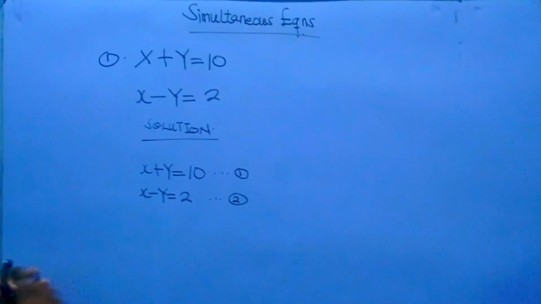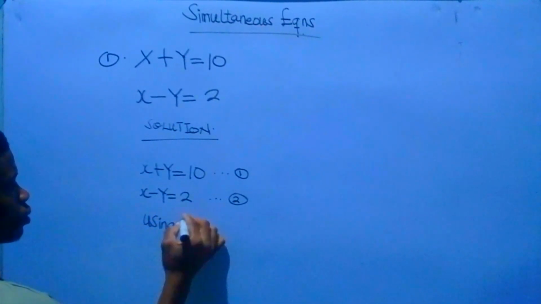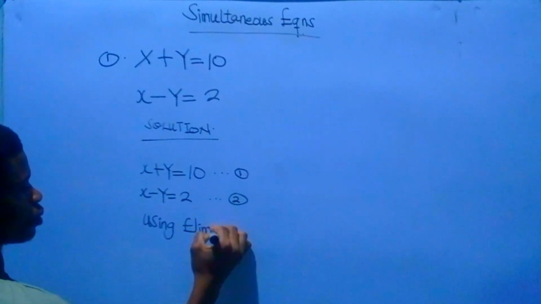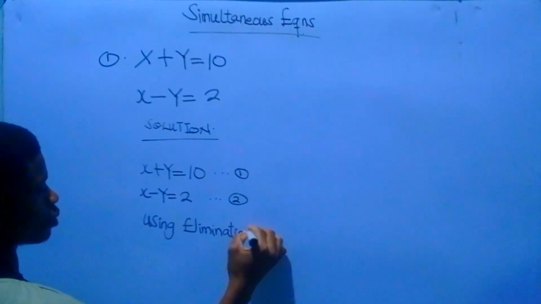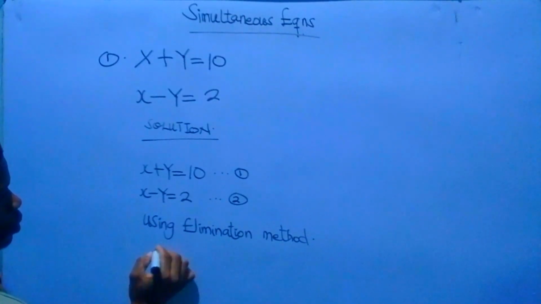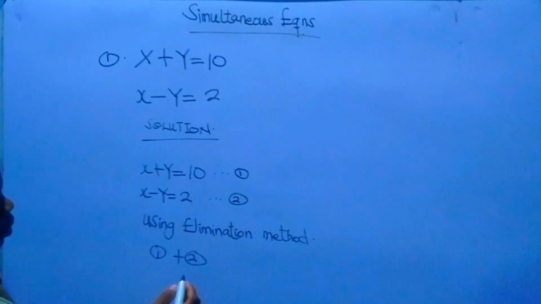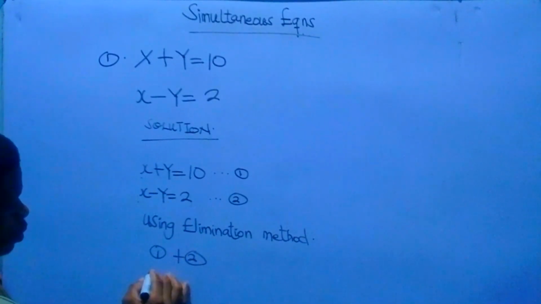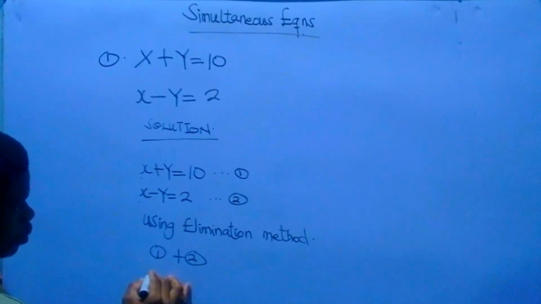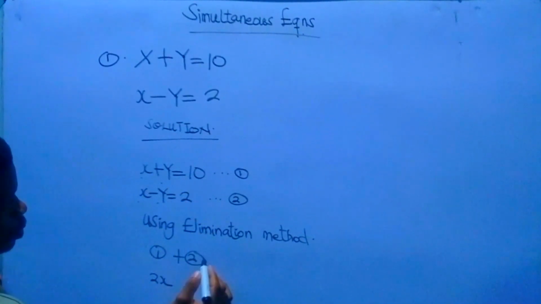So we want to get rid of one variable. Now positive y minus y will give you 0, because plus 2 minus 2 is 0. 8 minus 8 is 0. We are doing whatever it takes to eliminate the y so that we get only one variable. Now x plus x is 2x. Good, so now plus y minus y will give you 0.